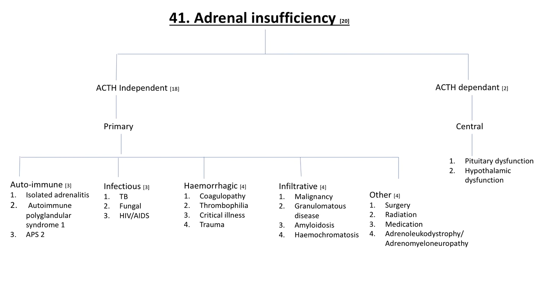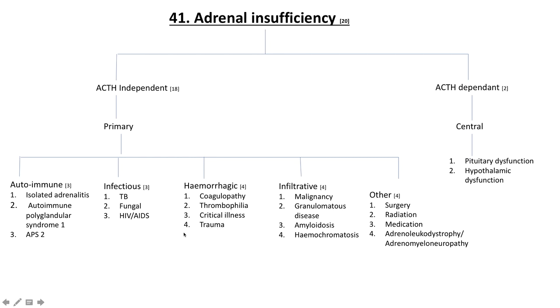So the first point of departure here is ACTH independent versus ACTH dependent disease. And of ACTH independent, speaking to primary disease of the adrenal gland. First up, let's talk about autoimmune. So isolated adrenalitis, or it could be part of autoimmune polyglandular syndrome type 1 or type 2. We're going to be talking about this a bit later. Then infectious causes like TB, for instance, infiltrating the gland. Maybe it's fungal like histoplasmosis, or it could even be HIV/AIDS. Hemorrhagic in the way of coagulopathy, thrombophilia, critical illness, or trauma.